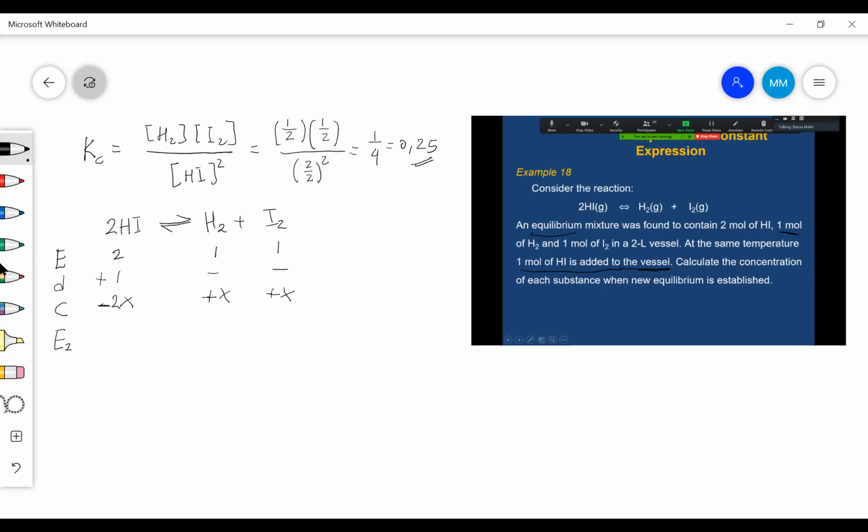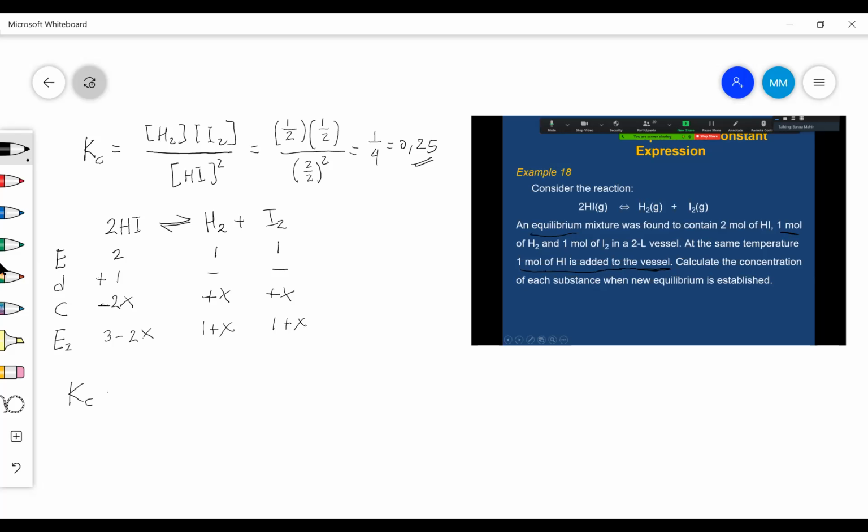What we are going to do is just sum all of them. 2 plus 1 minus 2x, so 3 minus 2x here. Here is 1 plus x. Here also 1 plus x. Right. Now, if I know E2 already, I can use Kc for the new equilibrium.